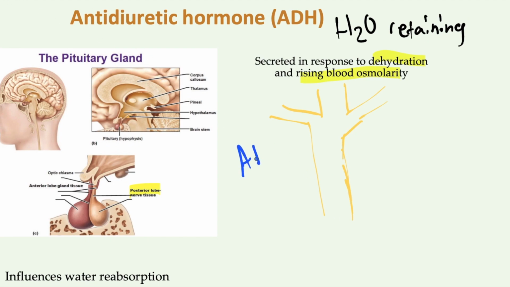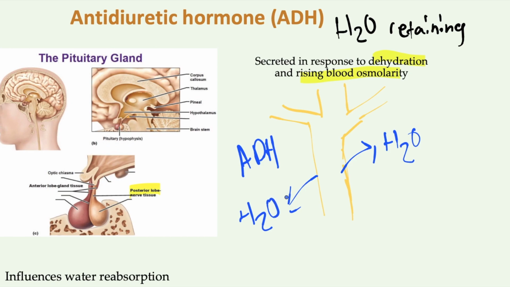Now, ADH makes the collecting duct more permeable to water, which makes reabsorption of water much easier. The reabsorption of water is higher and much easier than before. So this reabsorption of water is taking, let's just say this is our peritubular capillary. Water is taken through the peritubular capillary and then throughout the body, restoring hydration and lowering the blood osmolarity to normal. So the antidiuretic hormone overall just influences water reabsorption.